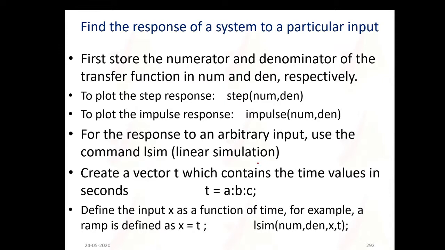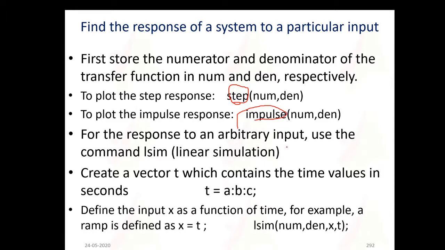Assume that you are having the system. You are having the numerator and denominator of the transfer function, num and den, and num equal to values, den equal to values. Now what happens? You are having step. If you want to plot the step response, you can use the command step of num comma den, or otherwise you can do it like this also. G equal to tf of num comma den. Now your transfer function is G. Step of G. Like this also you can give. So likewise you can give the impulse response.